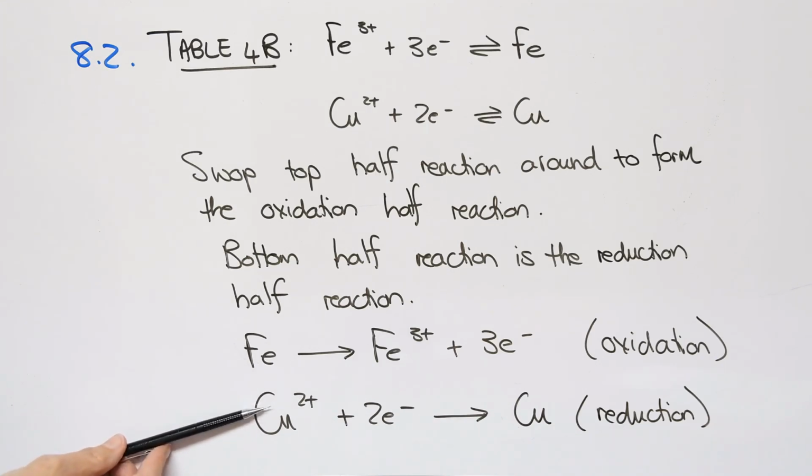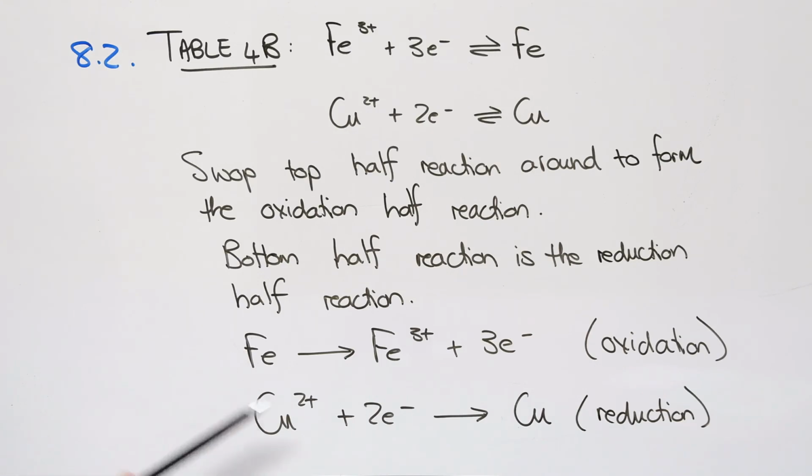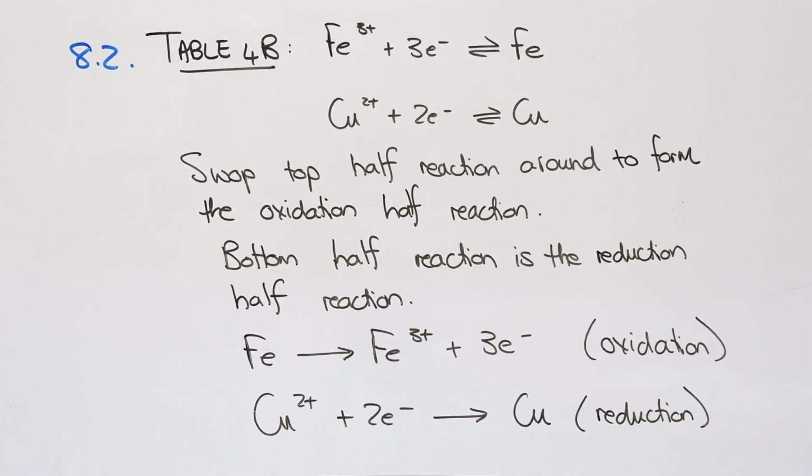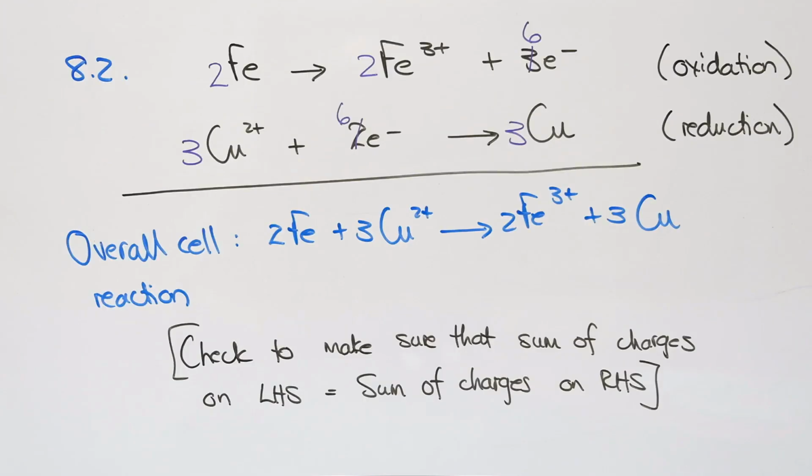All we now need to do is balance the electrons. The electrons must be the same in each half reaction. We have 3 there, 2 there. So I'm going to multiply this half reaction by 2 to get 6. And I'm going to multiply this half reaction by 3 to get 6. Here are the two half reactions now, multiplied by 2 and multiplied by 3, so that you have 6 electrons in each. The blue reaction is your answer for the overall or net cell reaction.